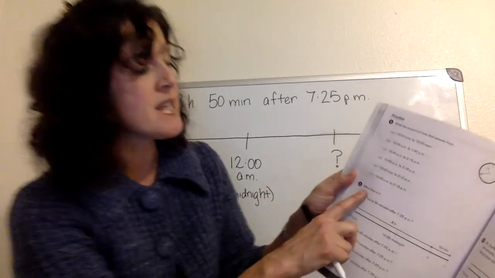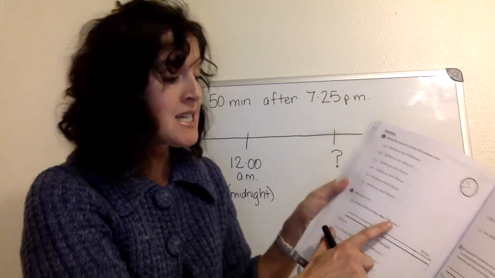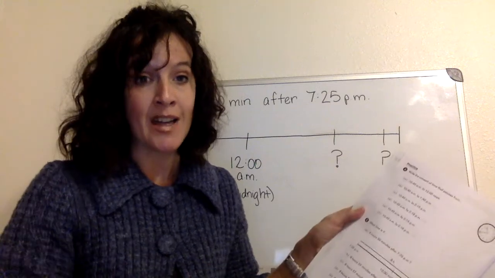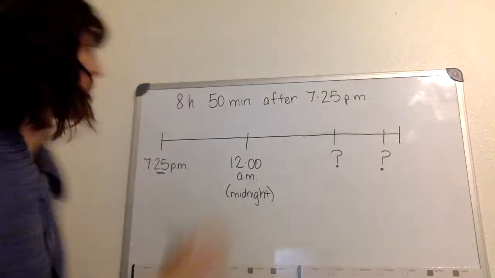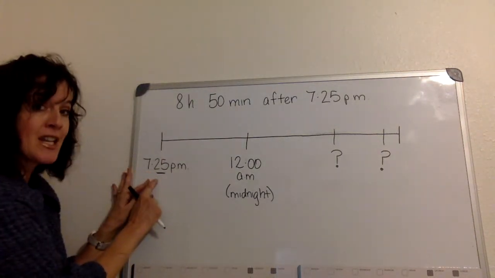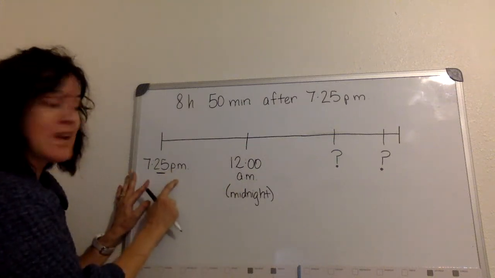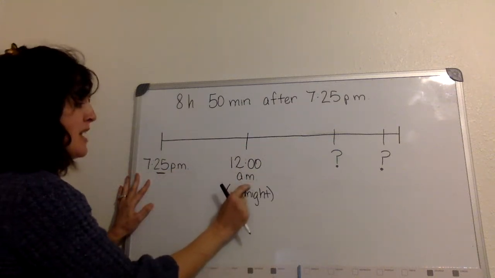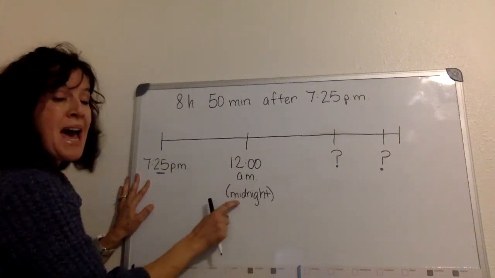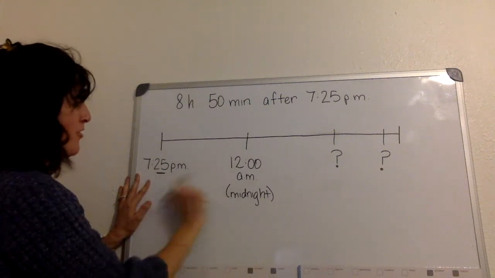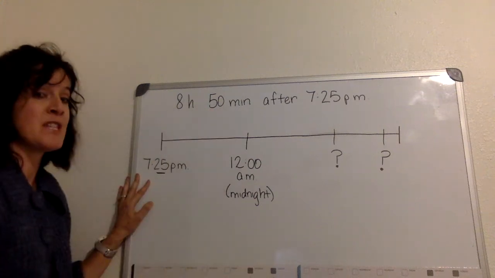All right, so the first one says, what time is it? 8 hours, 50 minutes after 7:25 p.m. Okay, so 8 hours, 50 minutes after this time right here. Now notice, for this one, we're going to have to actually cross from p.m. to a.m. because we're going to go past 12 o'clock a.m. We're going to go past midnight because it's only about 5 hours in between here. We have to go a whole 8 hours and 50 minutes.